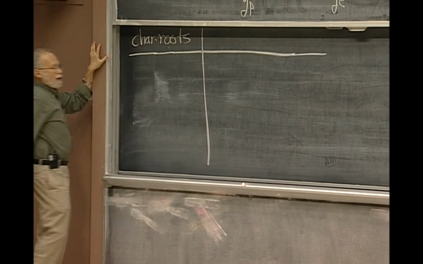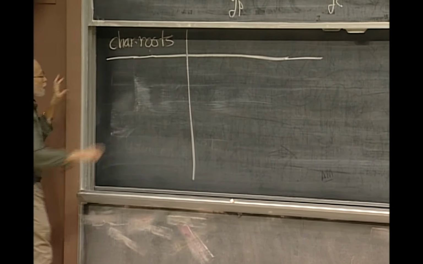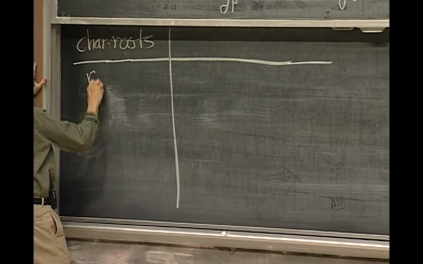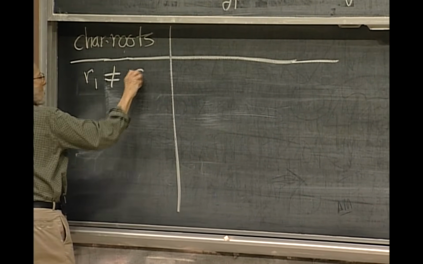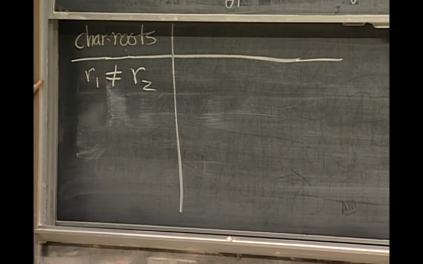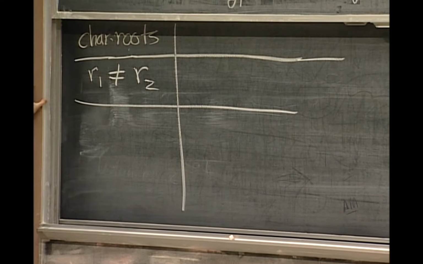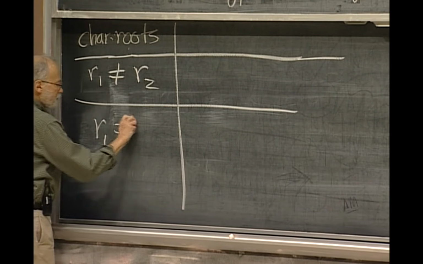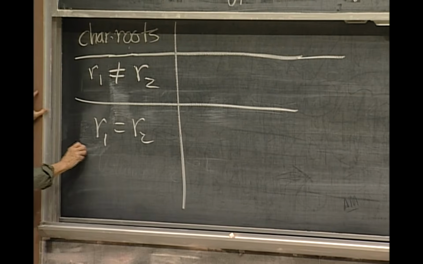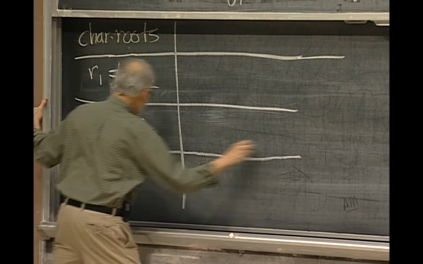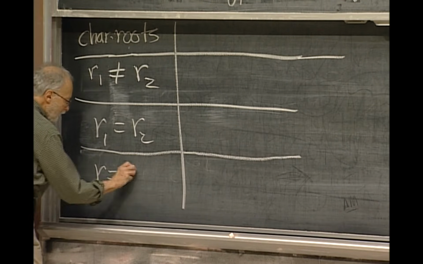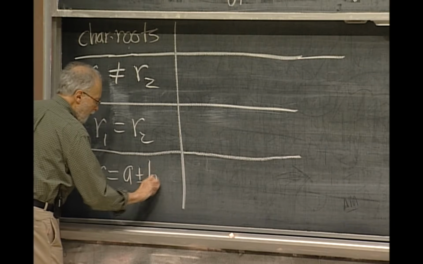Remember, there are cases. The first case is they're real and distinct. R1 not equal to R2. Real and distinct. What are the other cases? Well, R1 equals R2. And then there's the case where they're complex. So I'll write it R equals A plus or minus BI.